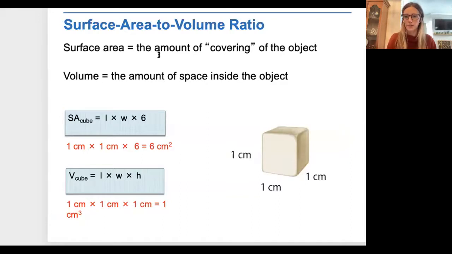I just want you to have these definitions down. The surface area is everything on the outside. So think of the area that you are walking on, how much is on the outside. Where the volume is going to be how much you're filling up your water bottle. So the surface area is the amount of covering of an object, where volume is the amount of space inside an object.